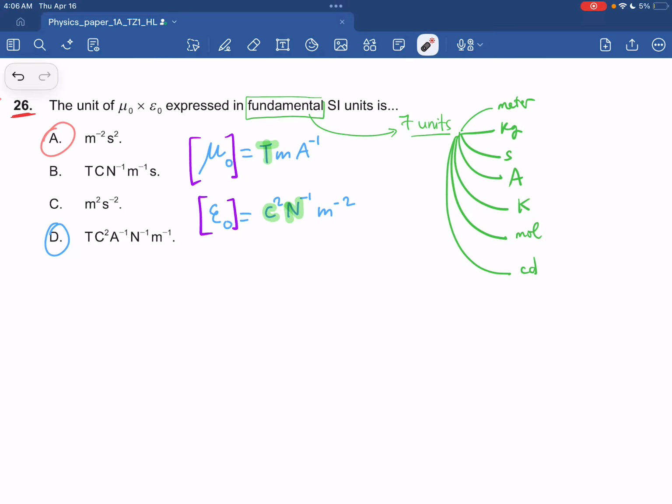So actually we need to do another step. We need to simplify this back into fundamental SI units. Because we have Tesla here, the unit for B, the magnetic field strength, it's not fundamental yet. And coulombs, the unit for the charge Q, is not fundamental yet as well, and Newton as well. Newton is the unit for the force, right? So we need to do some more steps in order to get this.